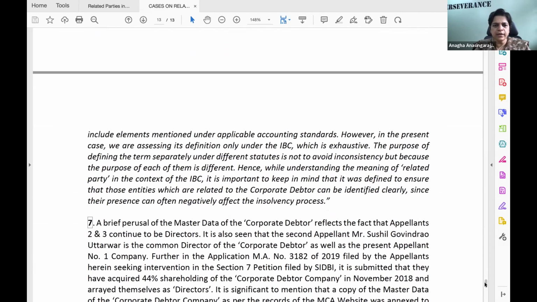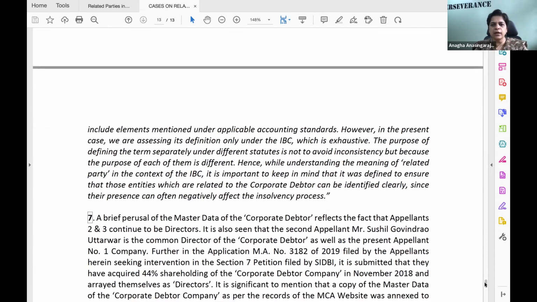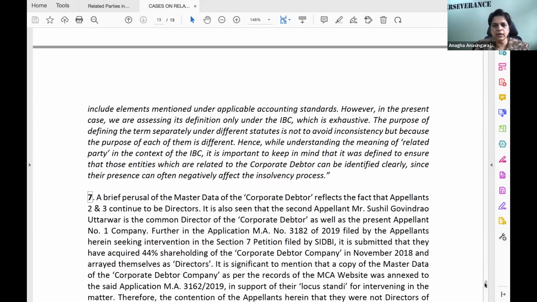However, in the present case, we are assessing the definition only under IBC, which is exhaustive. The purpose of defining the term separately under different statutes is not to avoid inconsistency, but the purpose is different. So this also we saw in the Phoenix ARC judgment, where they are trying to restrict the usage or the meaning or the connotation with respect only to the IBC.